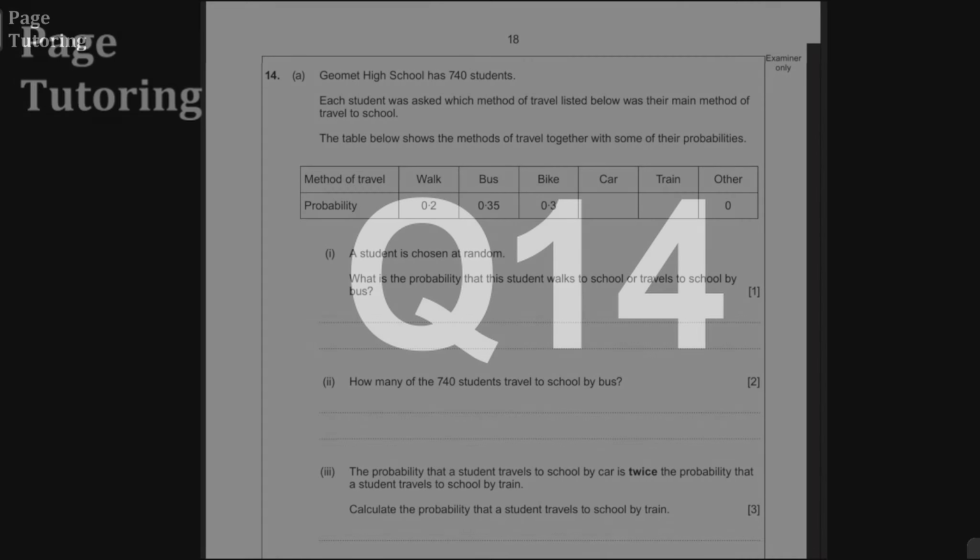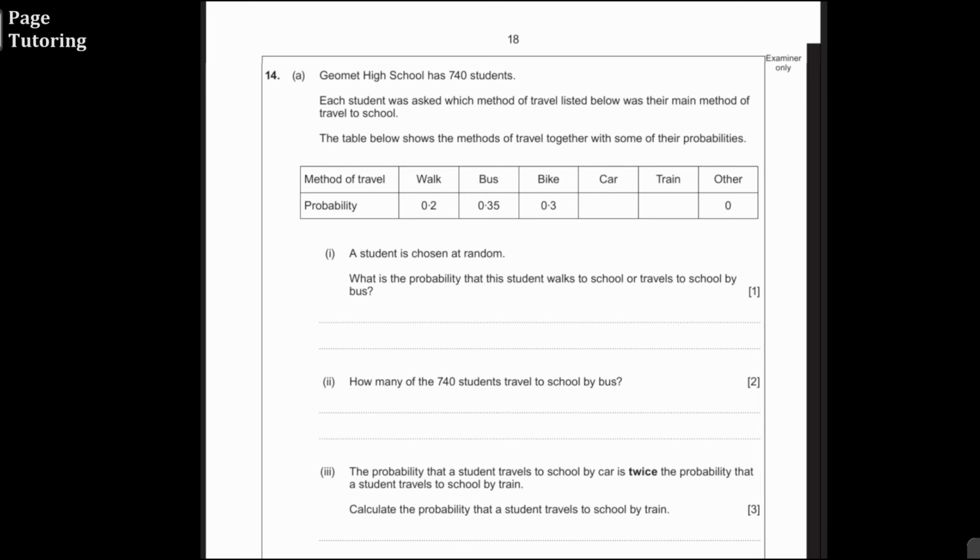Question 14. Straight away, we can see there's a table. It's going to be some sort of wordy probability question. We're going to pick it apart. We're going to get our marks. So part A, Geomet High School has 740 students. And anytime with these questions where you're given numbers in the words, I'm just going to underline it. Because I don't want to have to read everything again. I just want to be able to see the important information.